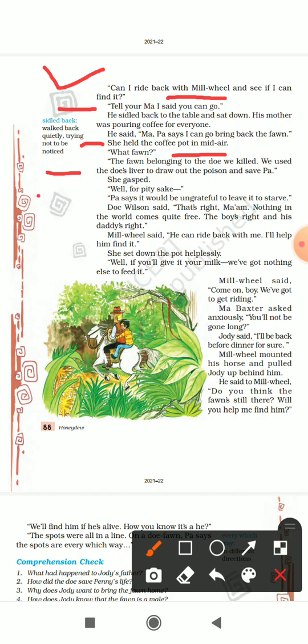Pa says it would be ungrateful to leave it to starve. Doc Wilson said, "That's right, ma'am, nothing in the world comes quite free. The boy is right, and his daddy is right."